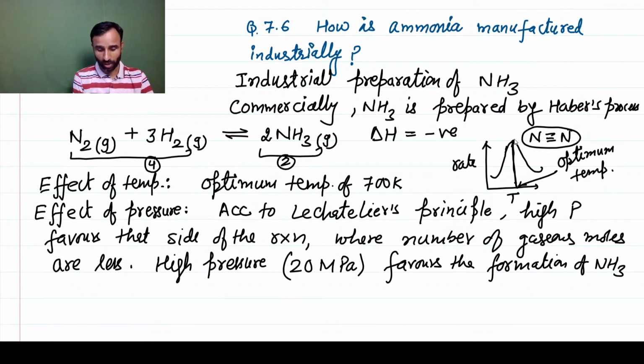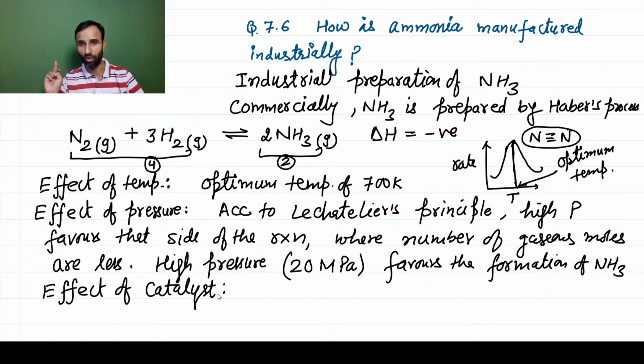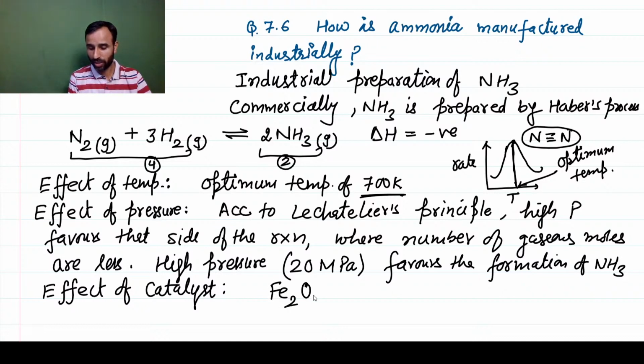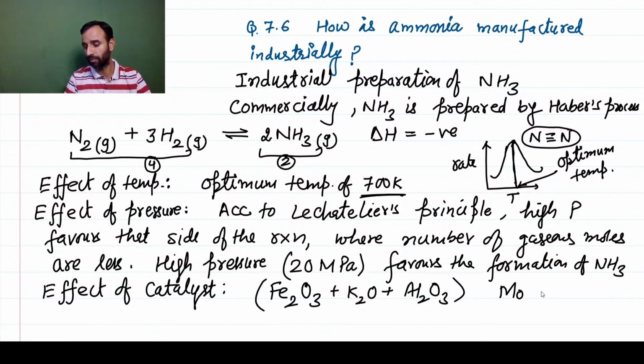Now the third one is the effect of catalyst. The reaction is reversible, so even at 700 Kelvin the rate of reaction is not very high, so a catalyst is required. The catalyst used is iron oxide along with potassium oxide and Al2O3. This mixture is used as a catalyst, and sometimes we use molybdenum.